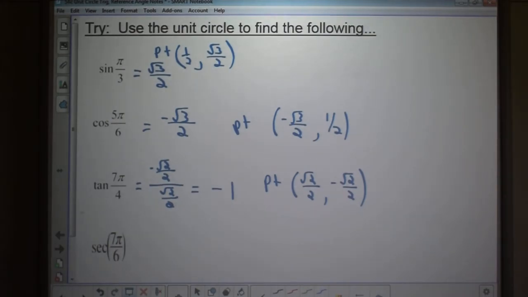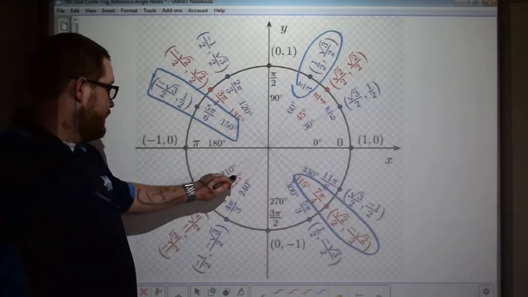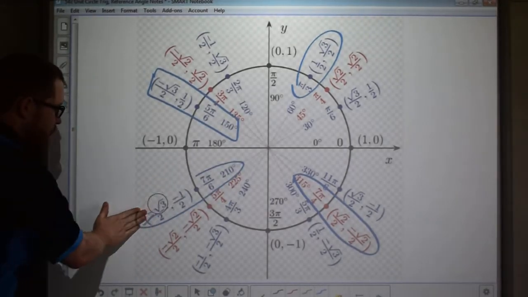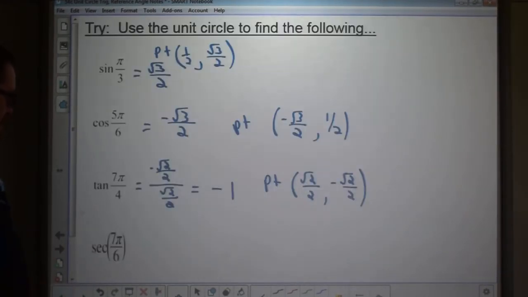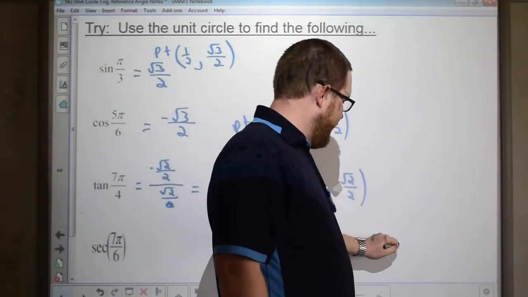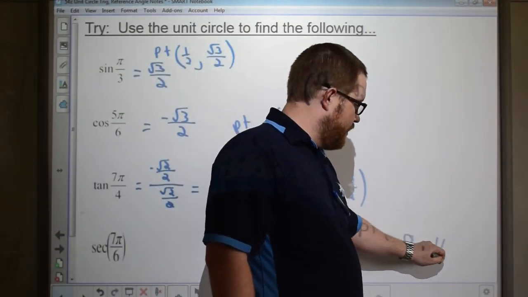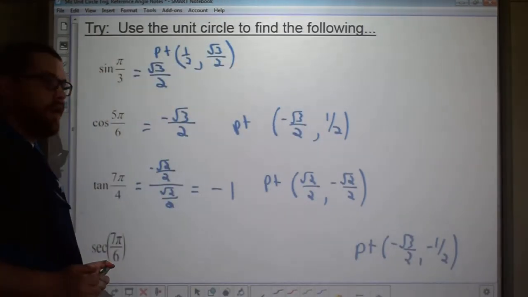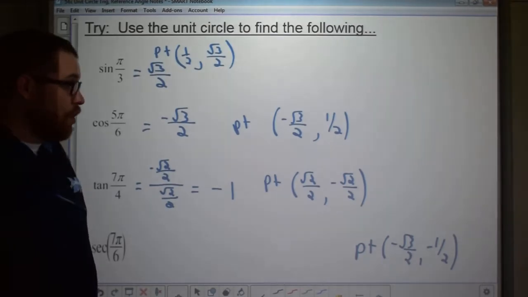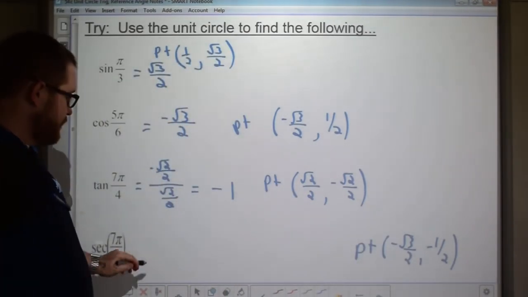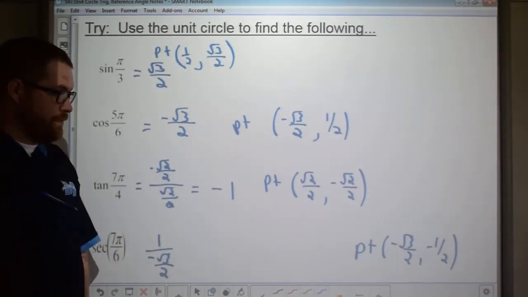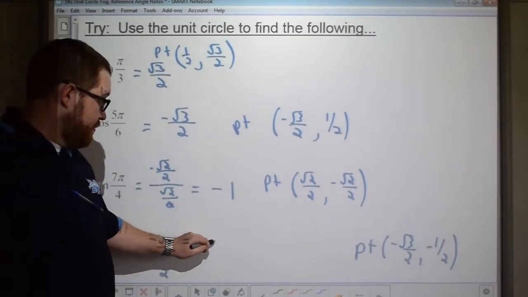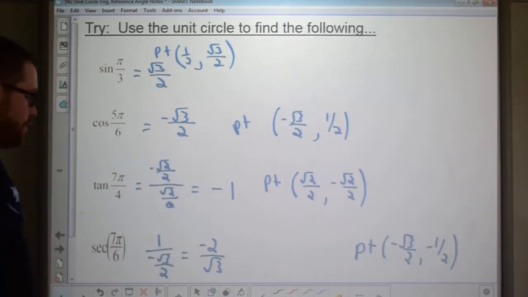How about secant of 7 pi over 6? Well, where's 7 pi over 6? 7 pi over 6 is right here. And the point that goes with that is negative square root of 3 over 2, comma, negative 1/2. Secant corresponds with cosine. The cosine of this would be negative square root of 3 over 2. But since it's secant, I'm going to flip that. So I can just flip this to make it negative 2 over the square root of 3.